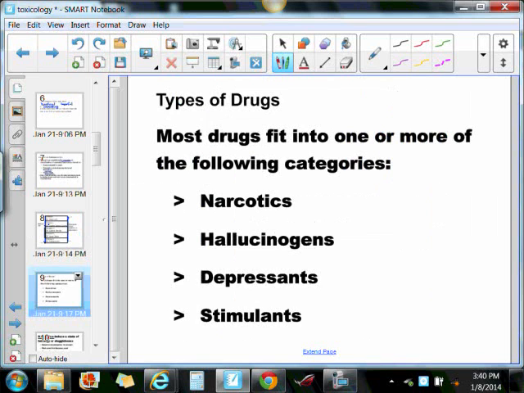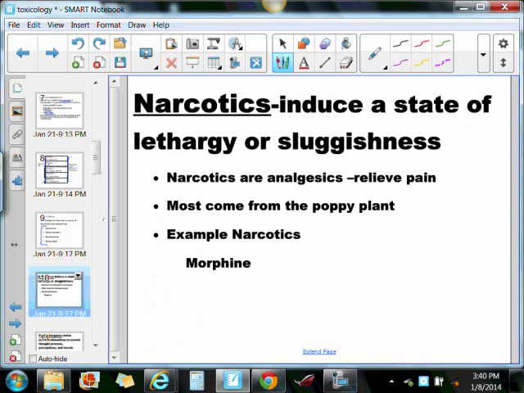Right, now, drugs can kind of be categorized into 4 different types. You're going to have some other things like aspirin and NSAIDs that don't really fit into these, but most of the drugs are going to fit into these 4 categories: narcotics, hallucinogens, depressants, and stimulants. Right, narcotics induce a state of lethargy or sluggishness. They make you sleepy. They are used for pain relievers if you're using them medicinally, and they're going to come from the poppy plant. So a lot of these are the opioids.